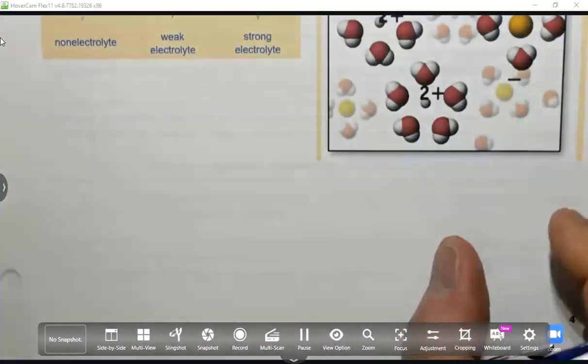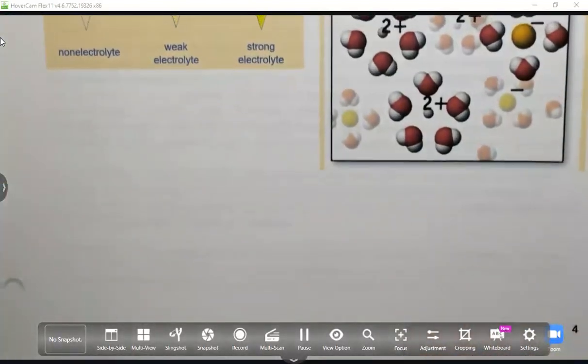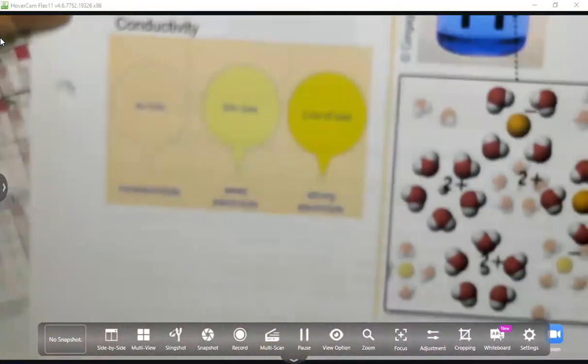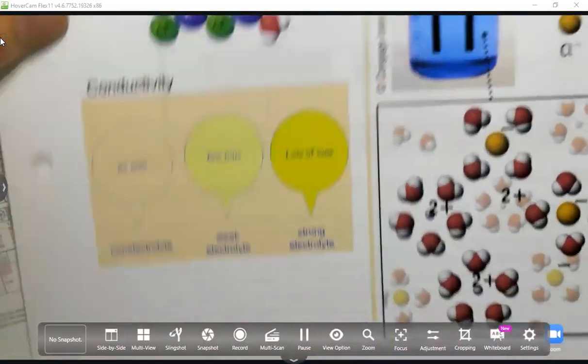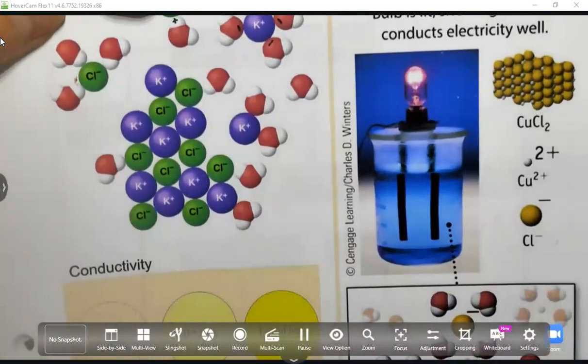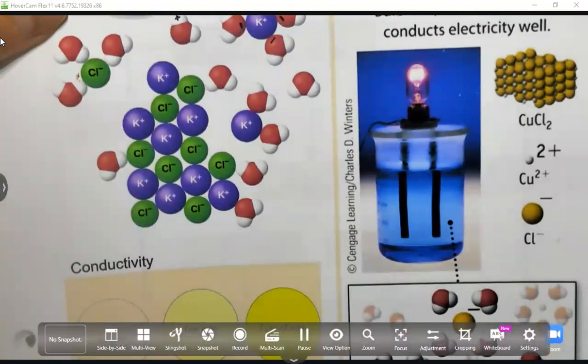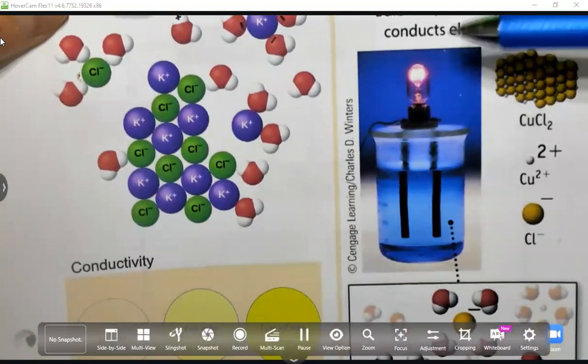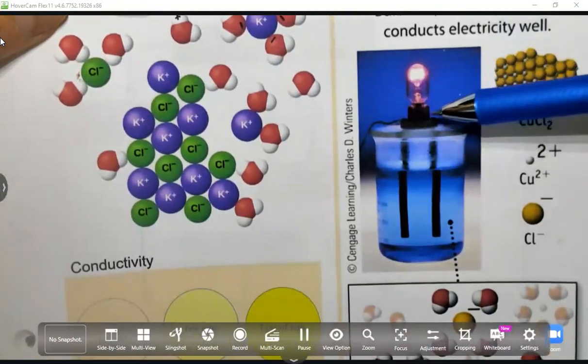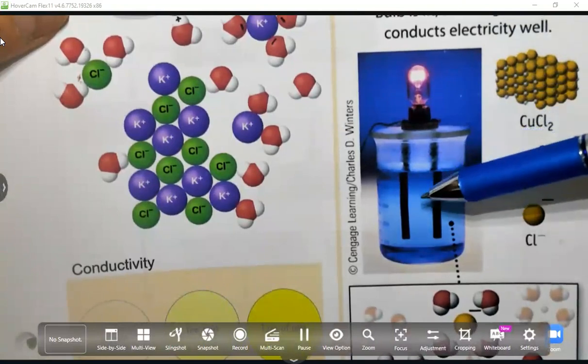Well, let's tackle that. Let's go to the next page and we're going to come back. So this is the language we use, and this is essentially what you're going to do in lab. This is the old way to do it. You actually plugged in a light bulb.